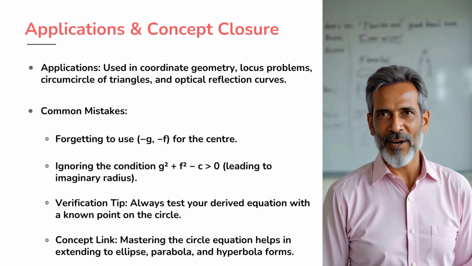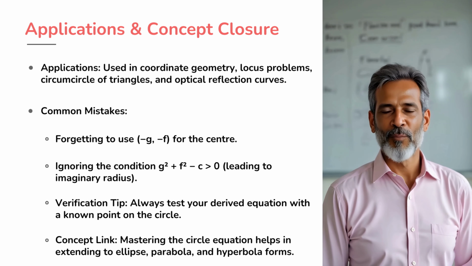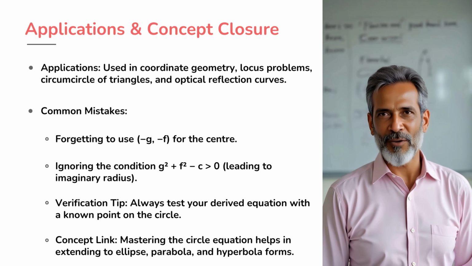Let's quickly summarize what we've learned today. We began with the definition of a circle and derived the fundamental equation x² + y² = r². That's for a circle with center at the origin and radius r. Then we generalized it to x² + y² + 2gx + 2fy + c = 0. Found how to complete the square to get the center and radius. And finally, we derived the equation of a circle passing through three non-collinear points.